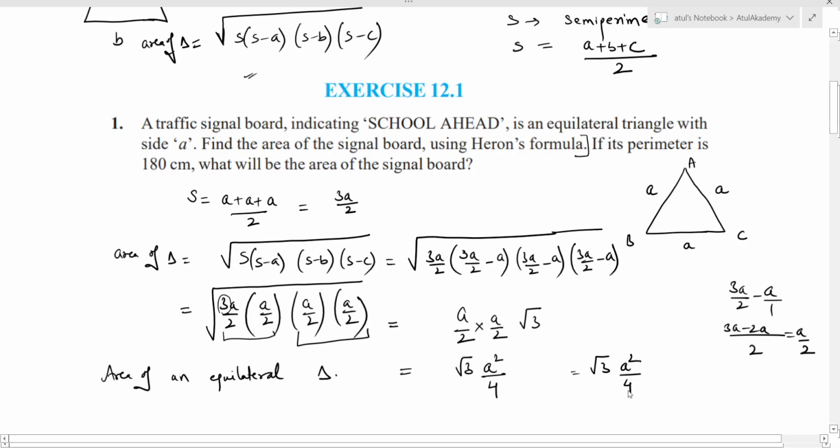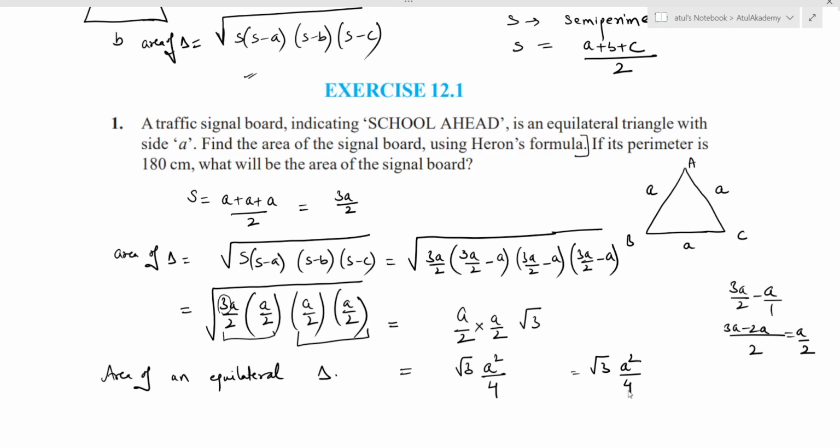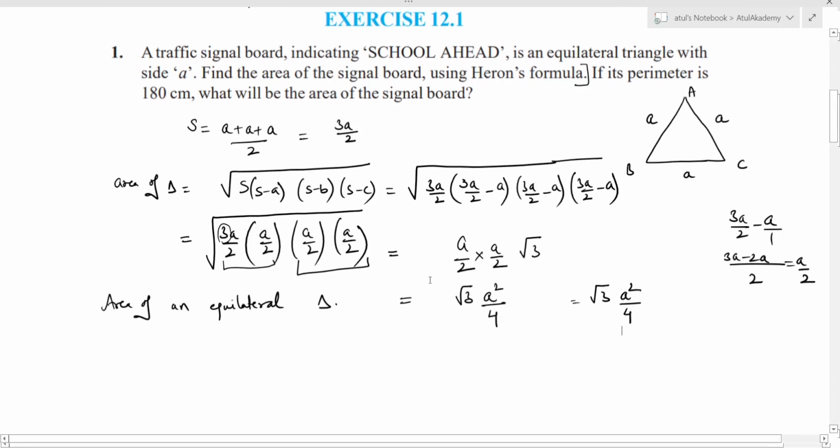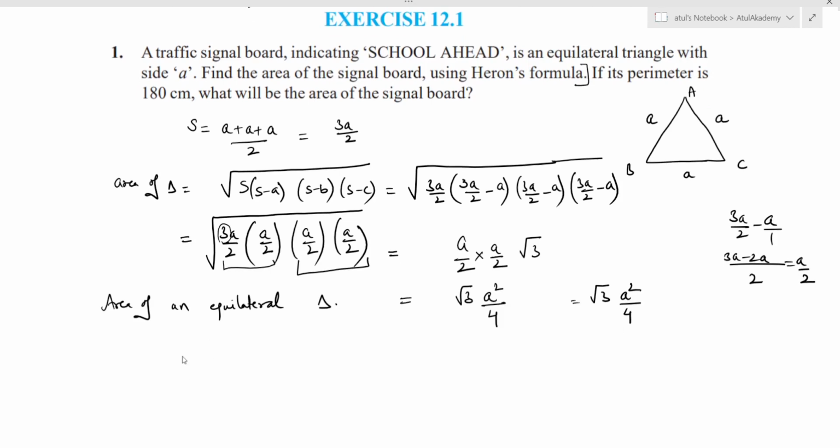Now they're saying you have the perimeter given for the triangle. Now use this formula and find out the area of this signal board. Let's do that. Now the perimeter is given. You know that the perimeter of an equilateral triangle is what?